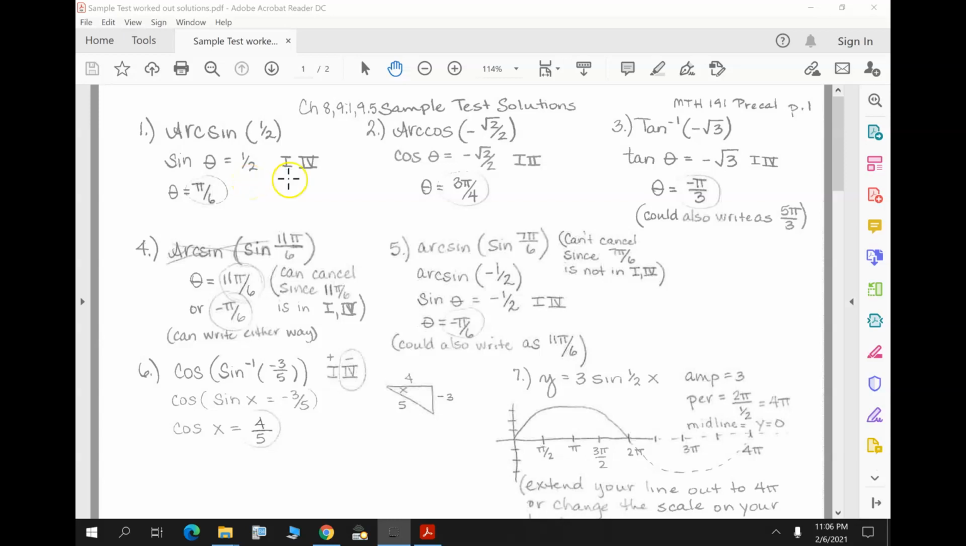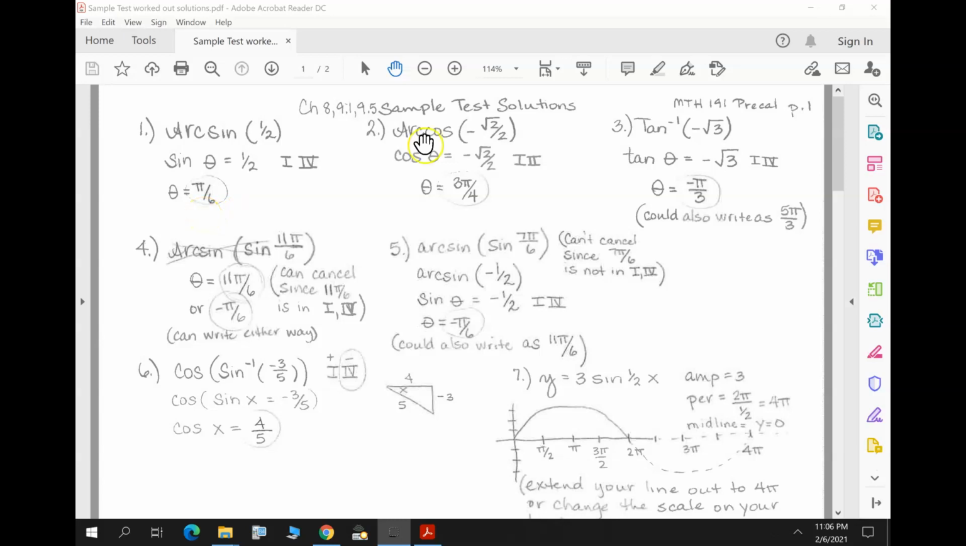And we only have first and fourth quadrants to choose from. We get all that from the definition of arc sine. Because it's positive, we know we're in the first quadrant. If it had been a negative 1/2, we would have been in the fourth quadrant. So we're going to look on our unit circle in the first quadrant and see where the y value is 1/2, and that's at pi/6.